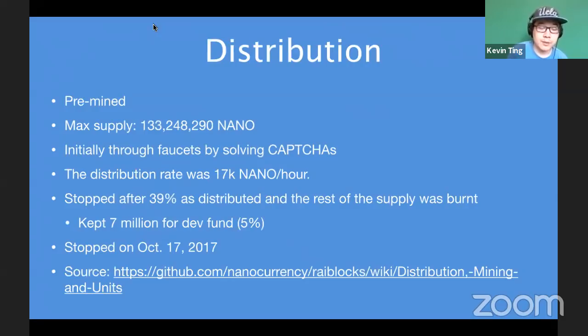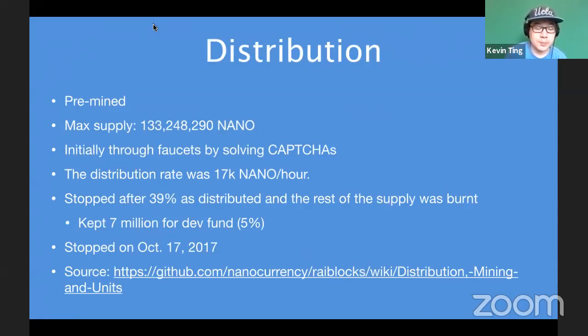The distribution rate was 17,000 Nano, or raw blocks back at the time, per hour. It stopped after 39% was distributed and the rest of the supply was burnt. The devs did keep roughly 7 million for the dev fund, which was 5% of the whole supply at that time.